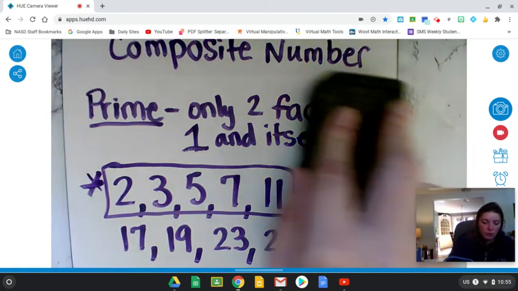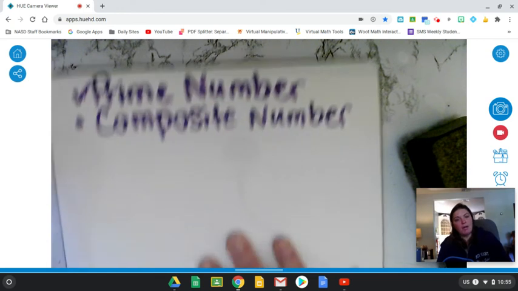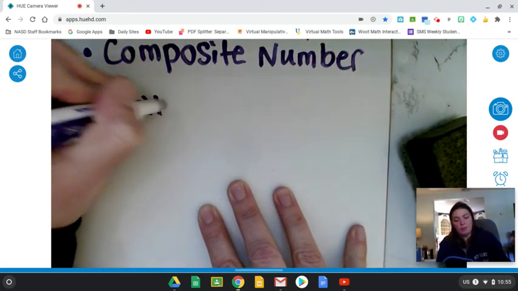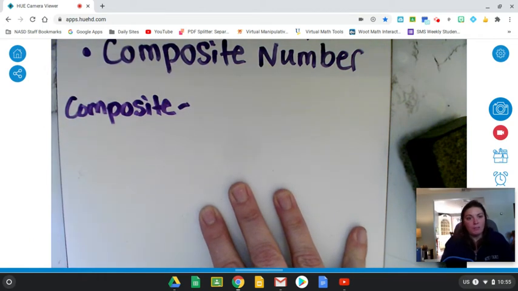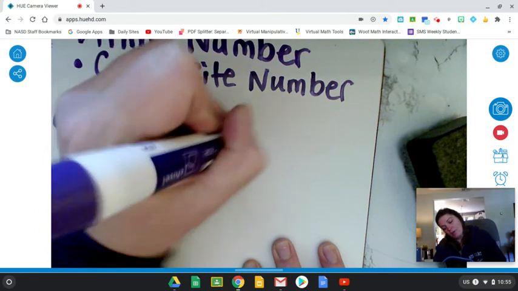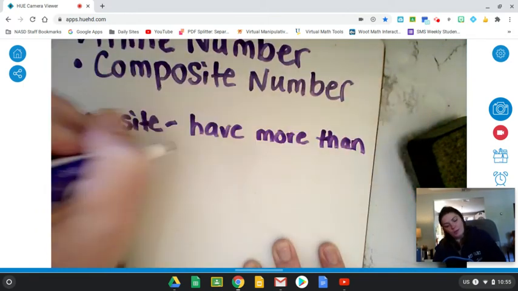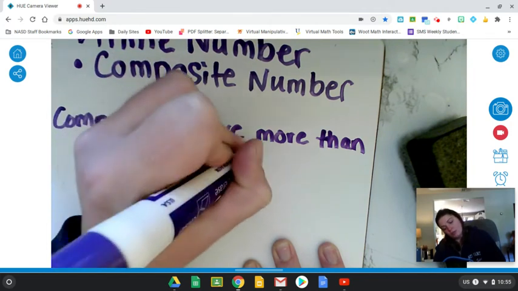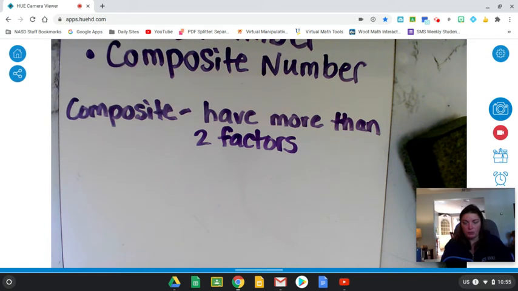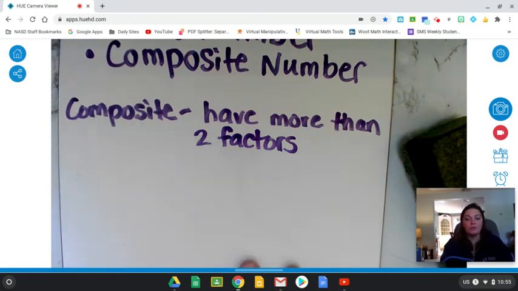Okay, so let's switch over to composite. What are composite numbers? Well, to be honest, it's the opposite of a prime. If a number is not prime, it's composite. So composite numbers have more than 2 factors. Remember, prime had only 2 factors, 1 and itself. Composite numbers have more than 2 factors.